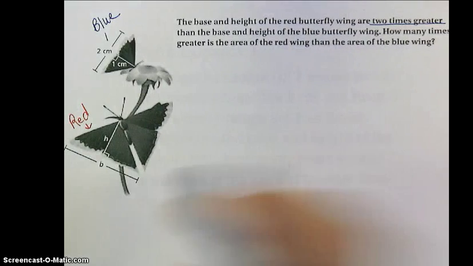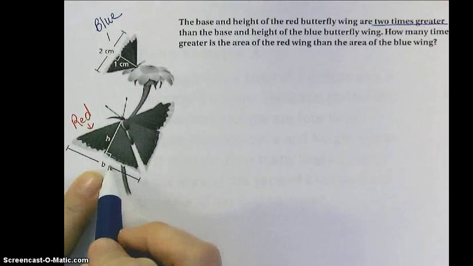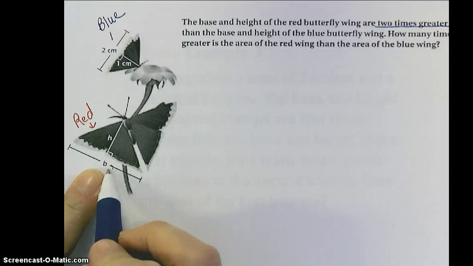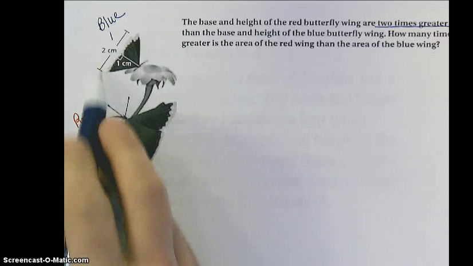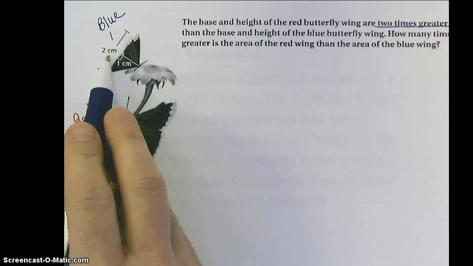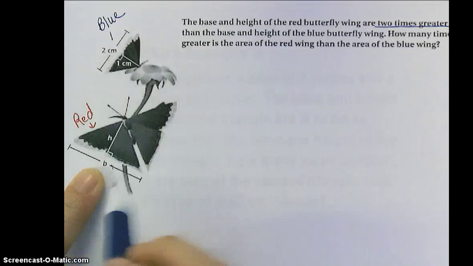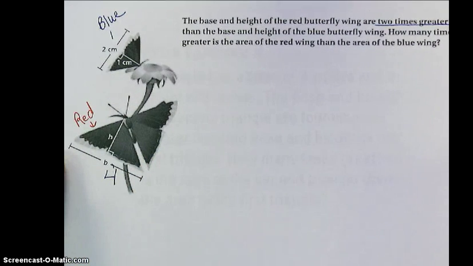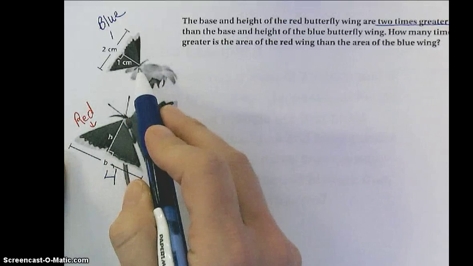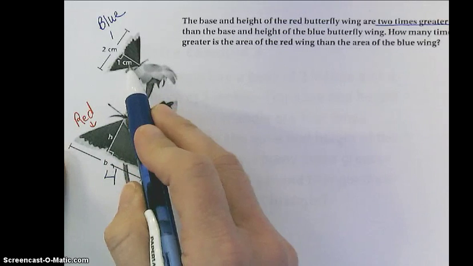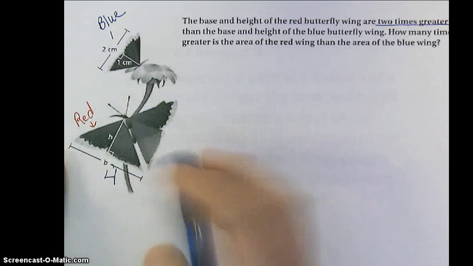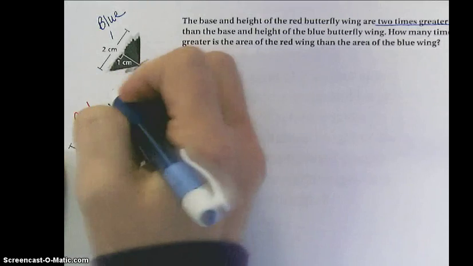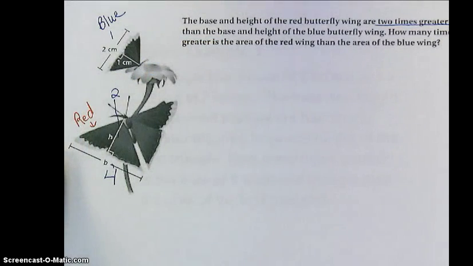So if I'm looking at the base of my red, I don't know it, but I know it's 2 times greater than the base of my blue. Well, my blue base is 2, so I know that this one must be 4 because it's 2 times greater. Okay? The height of my blue is 1, so I know that the height of my red must be 2 because it's 2 times greater.